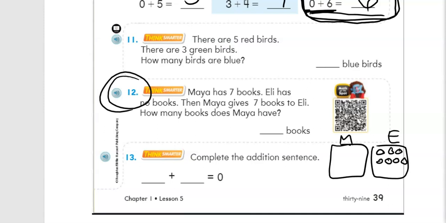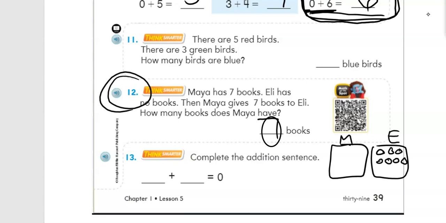Sophia, can you unmute and help us? How many does she have now if she gave 7 to Eli? 0. She has 0 books because she gave all of her books to Eli.